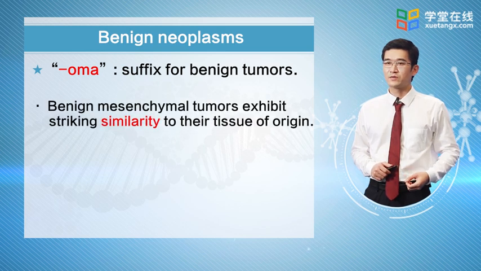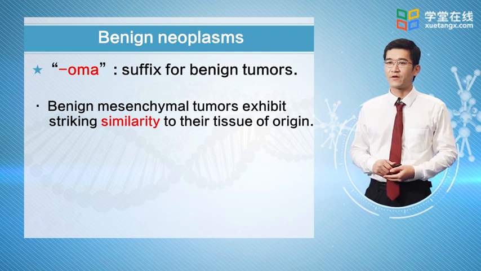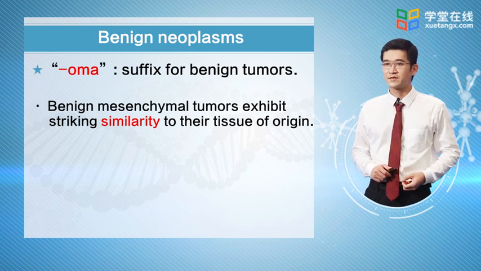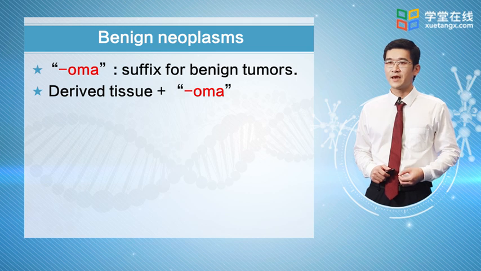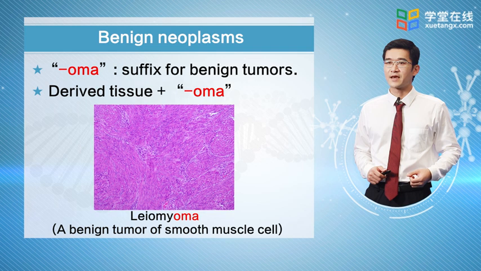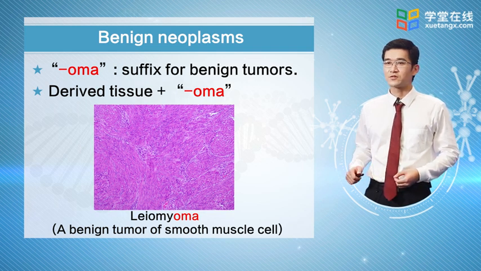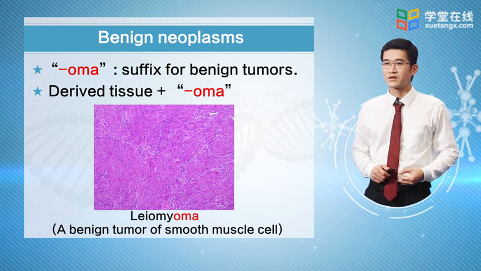Benign mesenchymal tumors exhibit striking similarity to their tissue of origin. For this reason, the names of these tumors are straightforward and include the tissue of origin with the suffix "oma." These tumors grow slowly and can become very large. The most common form is a leiomyoma, a benign tumor showing smooth muscle differentiation, often occurring in the uterine muscle.